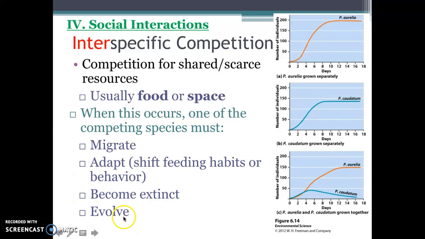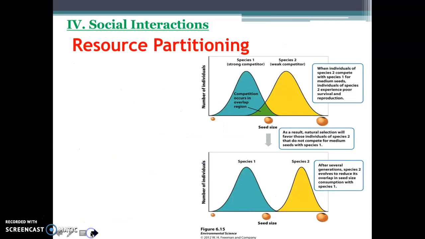Or they could evolve, which is kind of like adapting, but this is adapting their habits, behavior. Remember, habits or behavior don't get passed down. Evolution does get passed down, so maybe little mutations. This would take a long time, obviously, and then they could basically become slightly different and basically stop competing. So all of these things really stop the two species from competing.